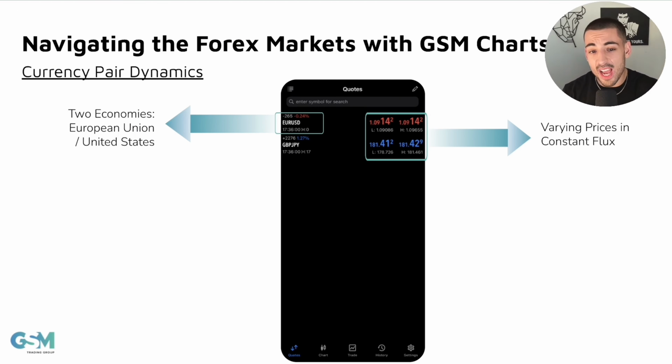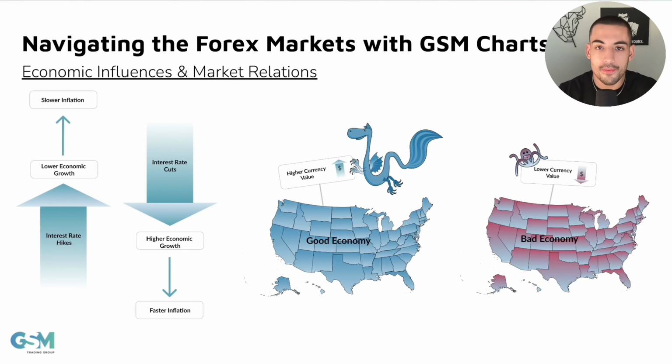So on the left-hand side of the MT4 platform, we have our currency pairs, and remember, those are just two economies compared to one another. And then on the right-hand side, we have these varying prices in constant flux. Now that we have an idea of what a currency pair is, let's take a look at how economic events shape the foreign exchange market. Going back to the ocean example previously, just like the weather could influence the ocean, the economic events that happen on a day-to-day basis could greatly influence what happens in the foreign exchange market.